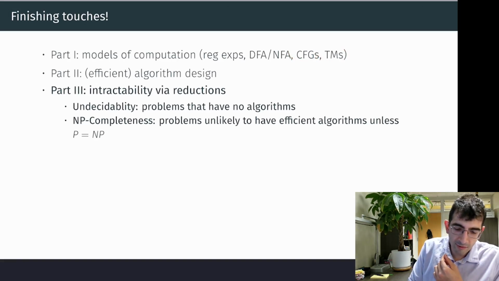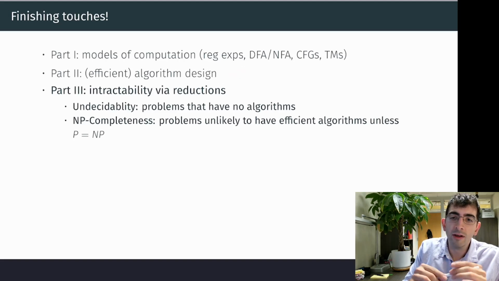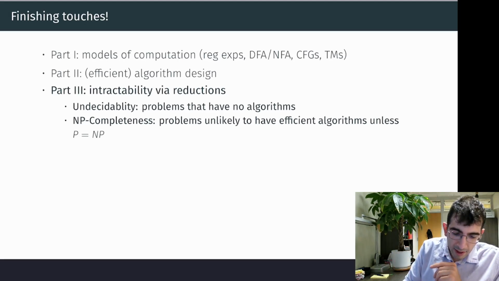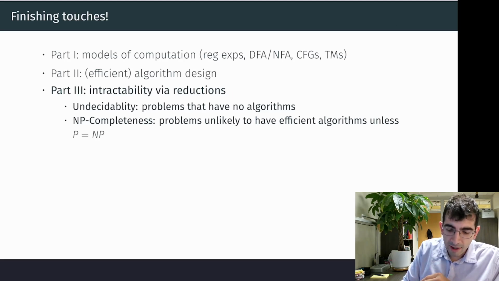Then we discussed efficient algorithm design, namely, we looked at a bunch of different algorithmic techniques: recursion, dynamic programming, graph algorithms, and the like. And we talked about how we might use those techniques to solve certain problems. Next, in this last part of the course, we're going to be discussing harder problems, problems that are unlikely to have algorithms that could solve them at all, or if they are solvable using brute force, they're unlikely to have efficient algorithms.